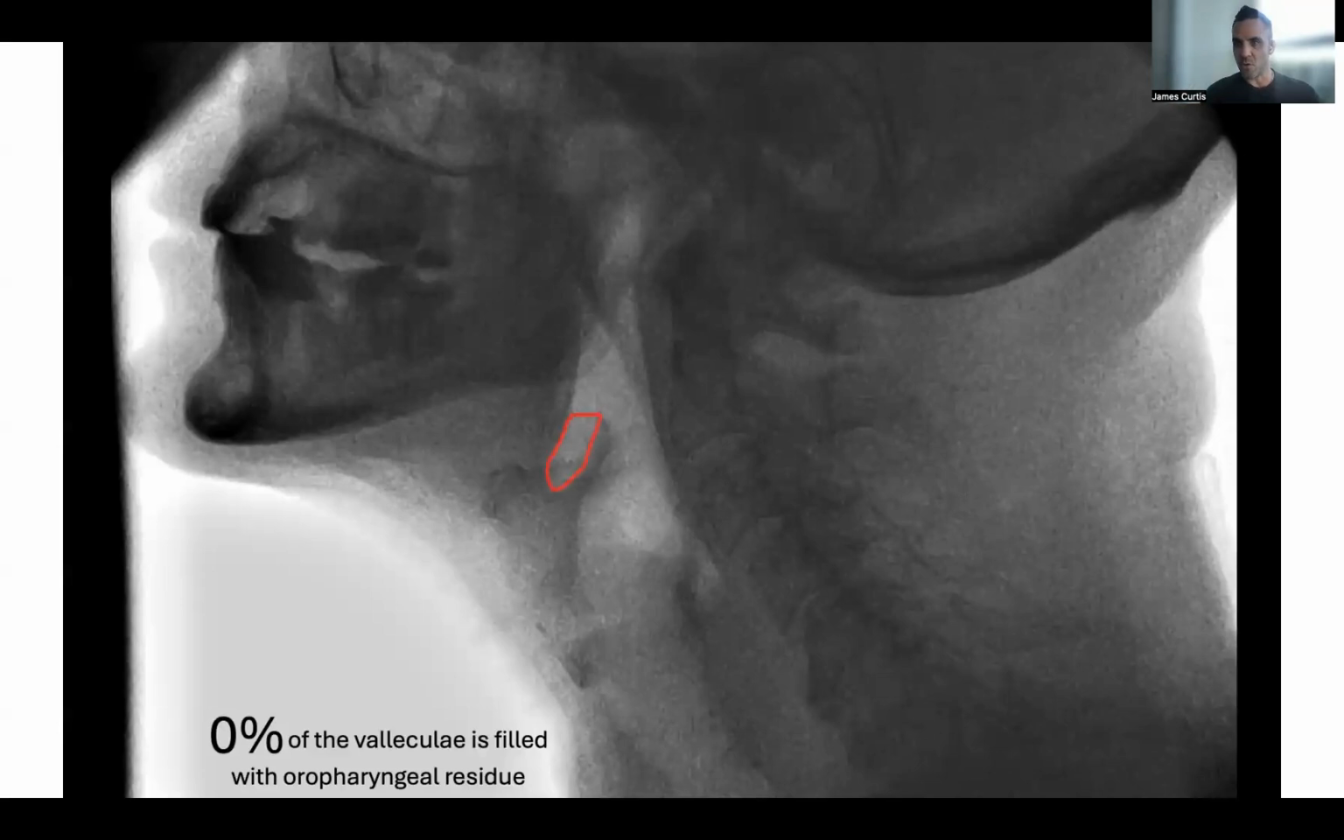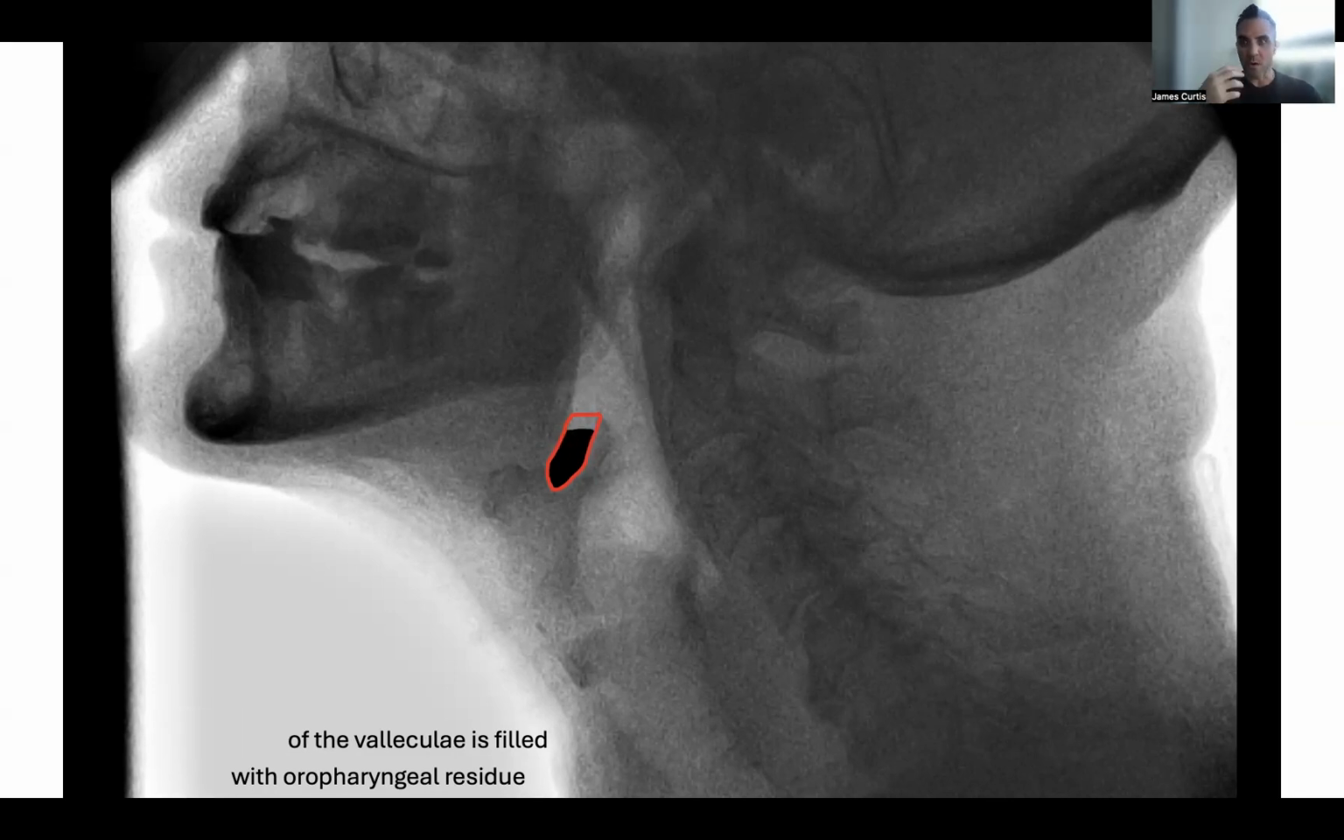In this example, there's no residue in there, so it'd be a rating of 0%. So 0% of the vallecula is filled with oropharyngeal residue. In this example, it's starting to get filled up a little bit more, and around 50% of the vallecula is filled with oropharyngeal residue. In this example, we have some residue that's also contained on the base of tongue, a little bit on the pharyngeal wall. This is likely going to be occurring more with purees and foods and not so much with liquids. But if this did occur, we would put that all inside the vallecula, and this would be a rating of around 70%.